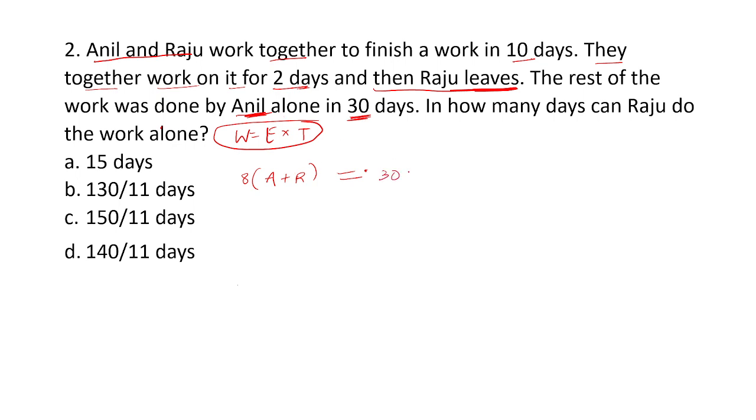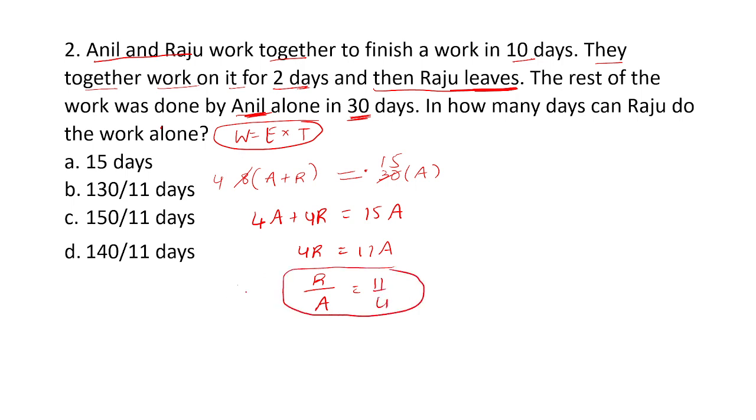So can I say that 8 into (A plus R) is equal to 30 into A? Where A plus R and A are the efficiencies. So that's it, guys. 2 fours, 2 15s. So 4 times A plus 4 times R equals 15 times A. So 4 times R equals 15A minus 4A, which is 11A. So we got efficiencies R by A. The efficiency ratio of R to A is 11 to 4.